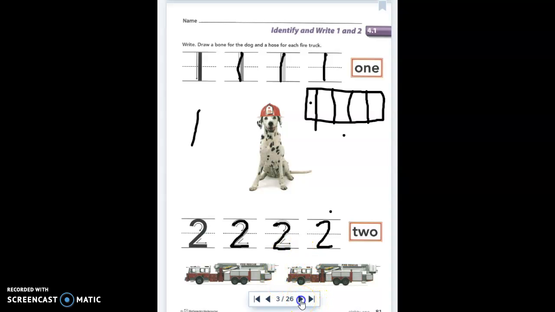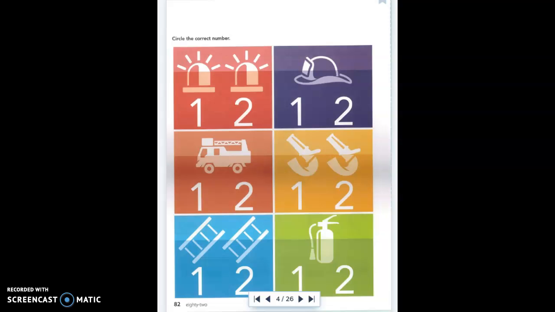Let's turn over to the back of our page here, and this is real easy because we're just counting the objects in each box and circling the correct number. Now, since we're working with 1 and 2, it's not going to take us very long, and we should be able to identify this very easily because our eyes know 1 and 2 and should already have that down pretty well. So here in this box we have 2 sirens, and I just circle the number 2.